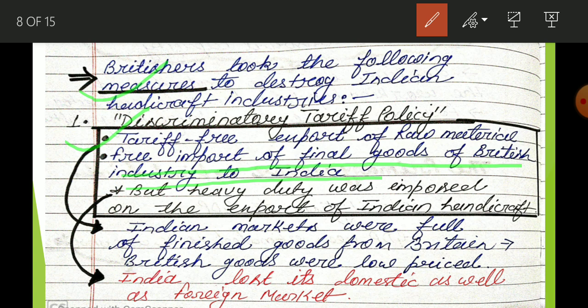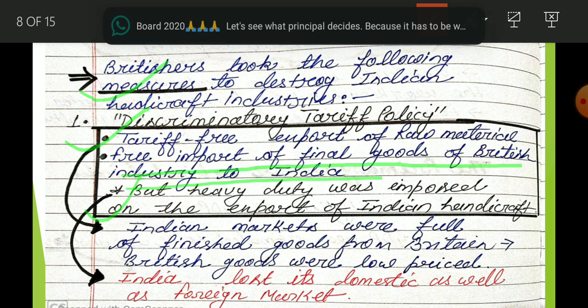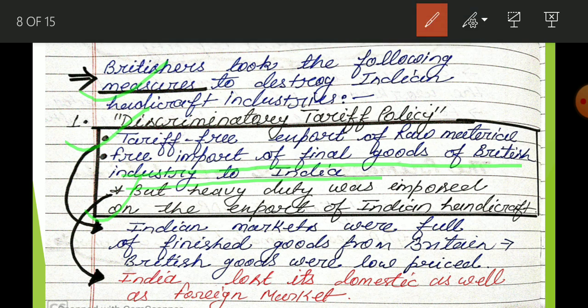On the other side, if you talk about Indians, Indians have to pay heavy duty, that is, heavy tax, high tax. Okay, duty means tax. They have to pay high tax when they are exporting, meaning they are selling their Indian handicraft industry goods. Okay, students, so this is known as a discriminatory policy.